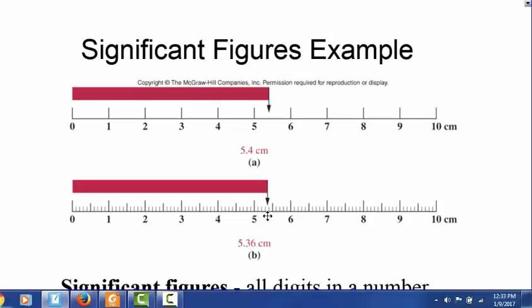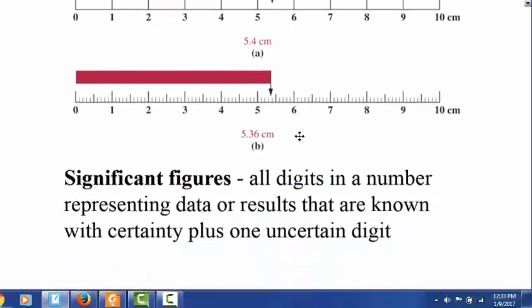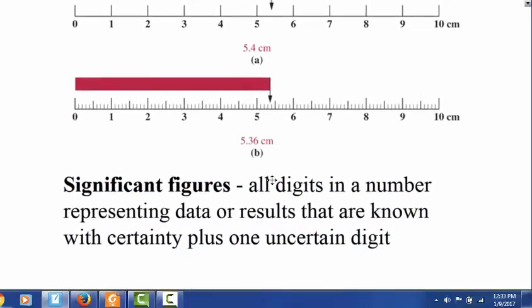You may look at this and say, that's about 0.7. That's all right, as long as there is the same number of estimated digits, then we're fine. That estimated digit is going to vary from person to person, depending on who took the measurement. So 5.36 has 3 significant figures. So that uncertain digit counts as a significant figure.